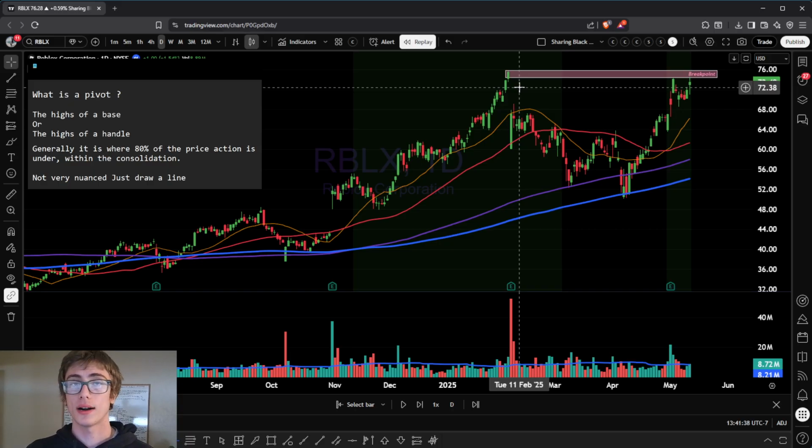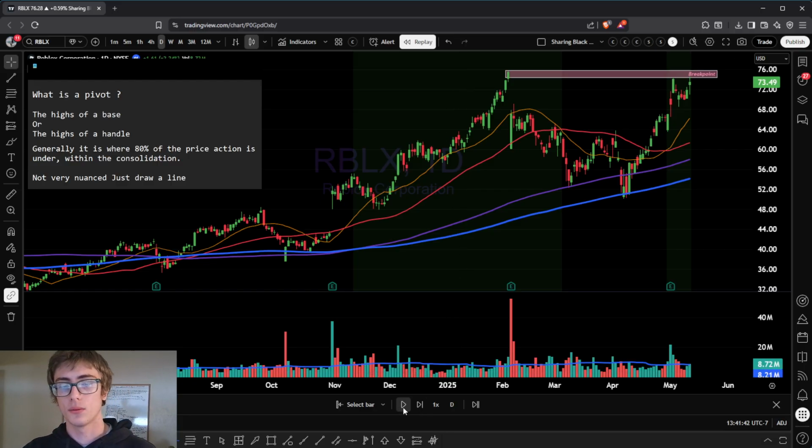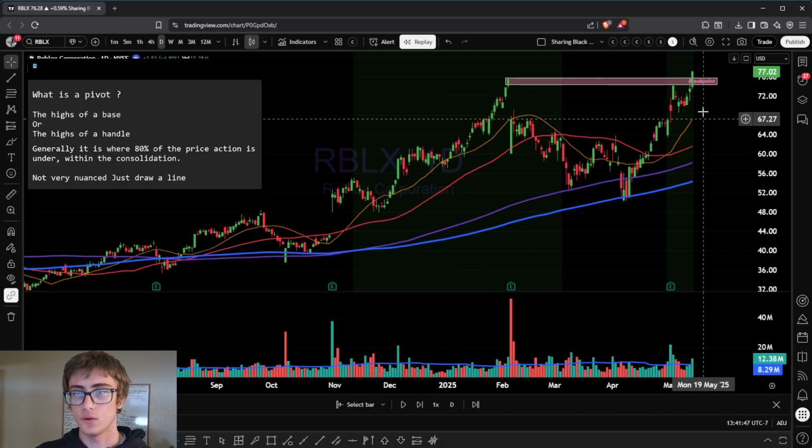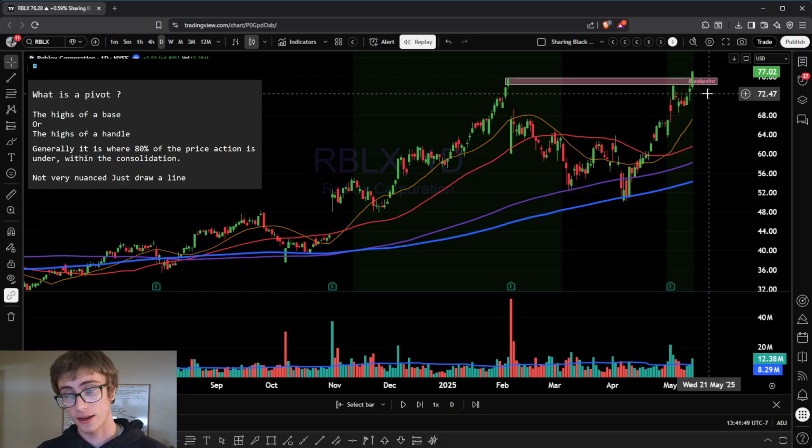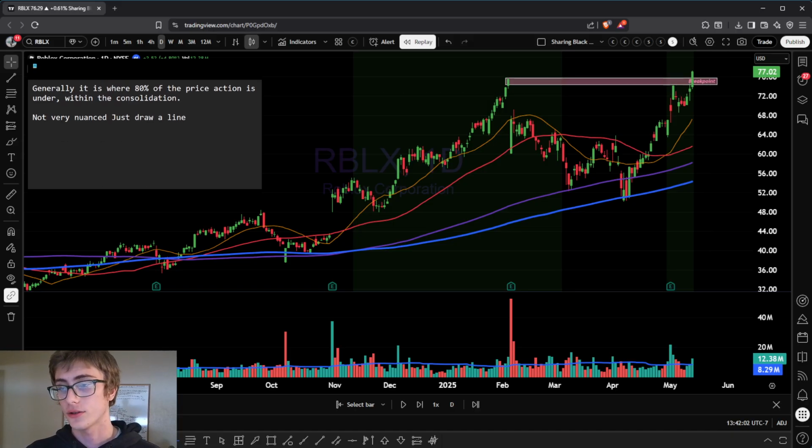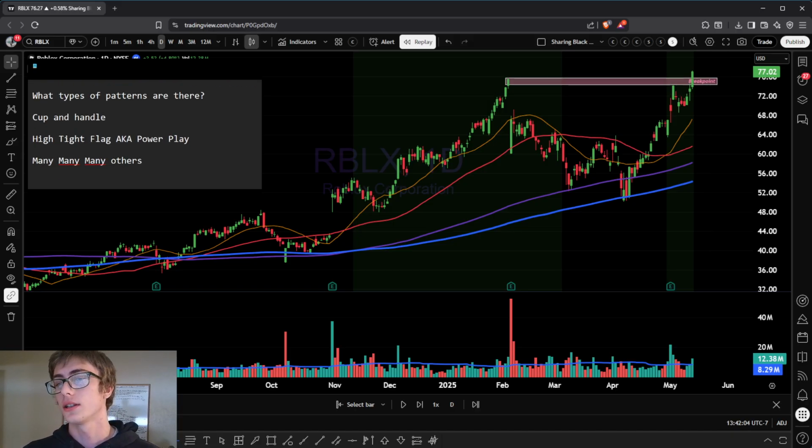Price has moved through this point, right? So if I play 1 day on Roblox, you can see price moved through the pivot, through the buy point. At this point is when you'd buy according to a base breakout strategy or a pivot breakout strategy. So let's go on.